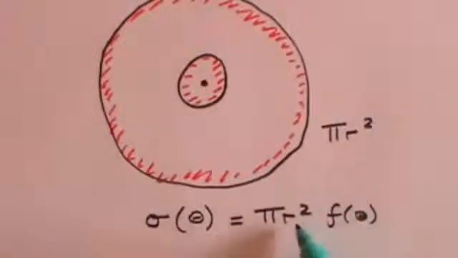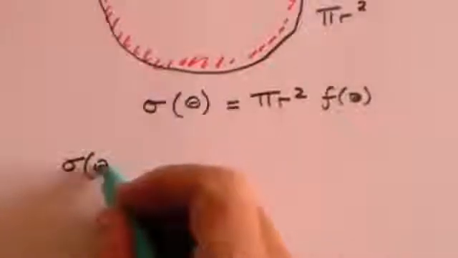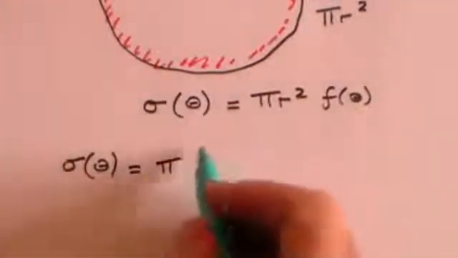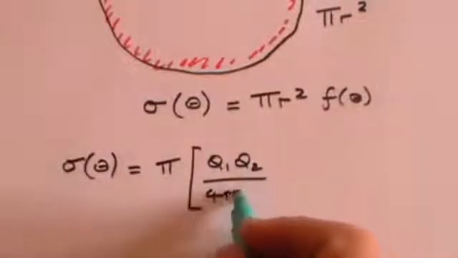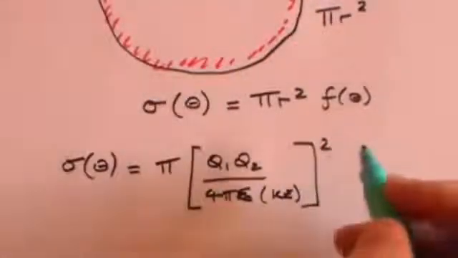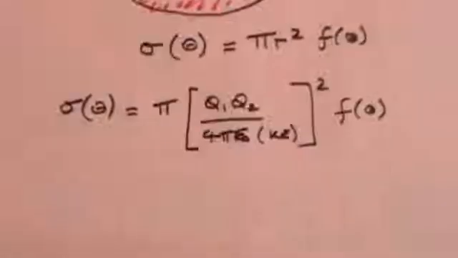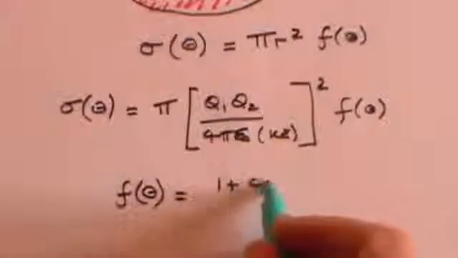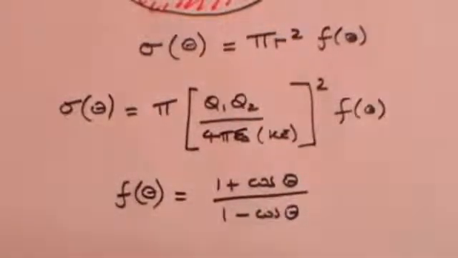Now we've already got a formula for r, so let's substitute that in. That gives us that the cross-section for any given angle of scattering is equal to pi times r squared. Well, that was q1 q2 divided by 4 pi epsilon naught times the kinetic energy, squared, times the function of theta, f(theta). And it turns out that f(theta) is 1 plus cosine theta divided by 1 minus cosine theta.